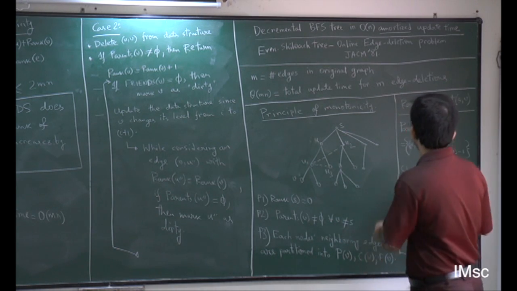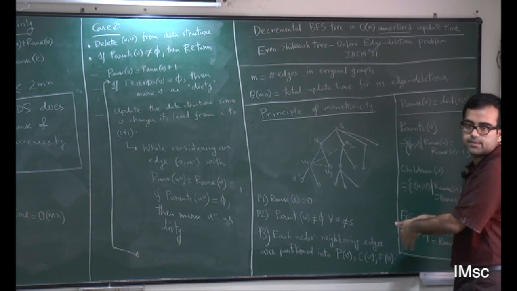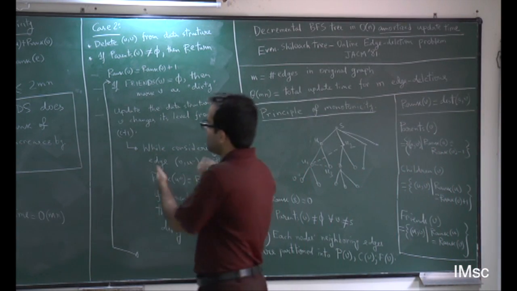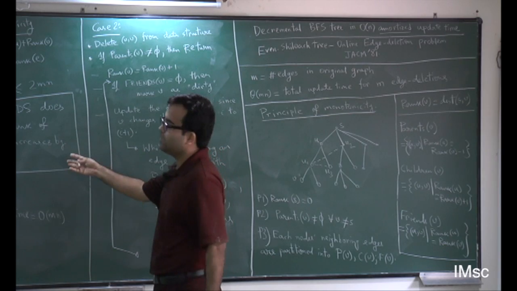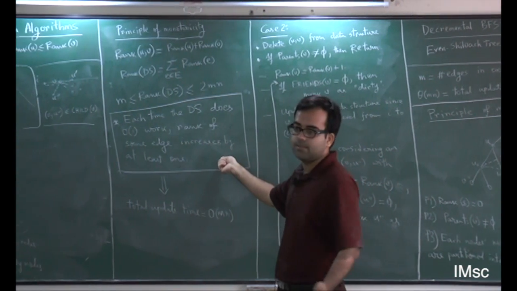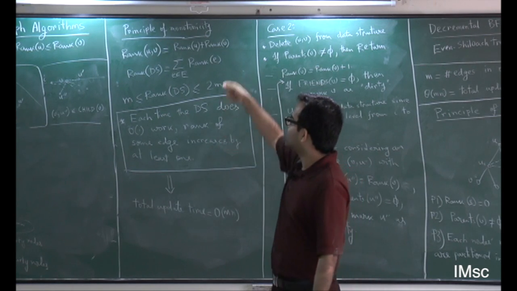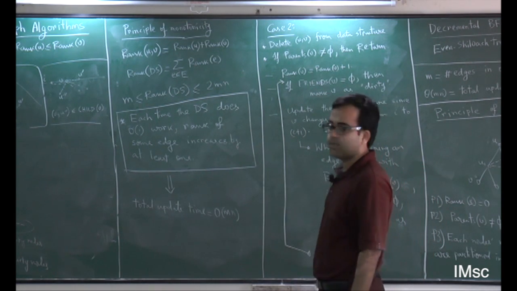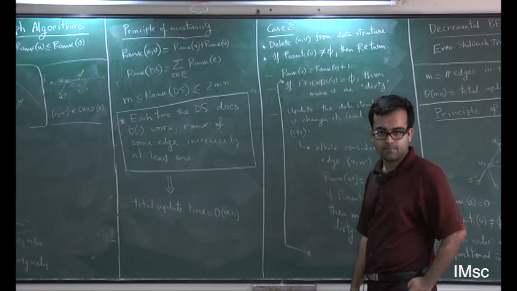Just see what you need to do to maintain this structure, and then you observe that what you are doing actually has this very nice property, that each time you are doing some work, the rank of some edge is increasing by at least 1, and this can go up to at most order of mn, and hence the total update time is order of mn.